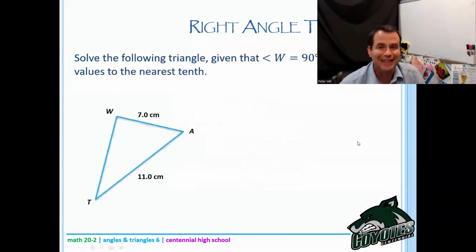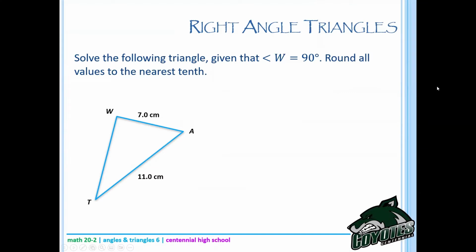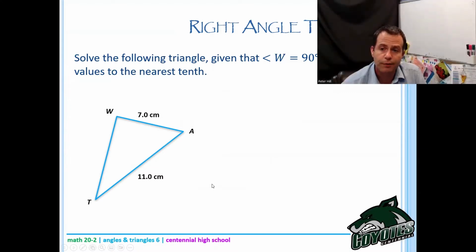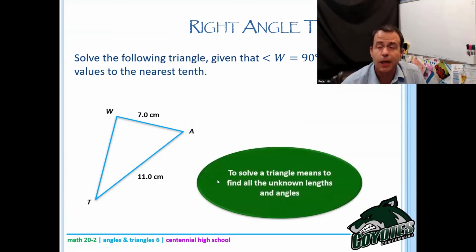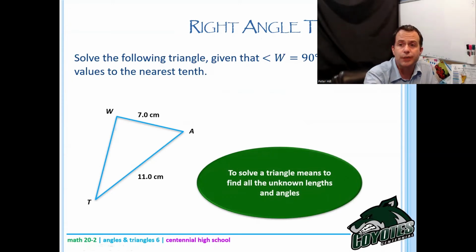So let's try something. Solve the following triangle given that angle W is 90 degrees, round all values to the nearest tenth. Now I'm just going to hide my head for those of you who don't have the book in front of you and want to see that question. When we say solve the triangle, we are saying you want to find everything that's not given to you. So when I look at this triangle here, that means I want to find side A. Sorry, not angle A, side A. And I want to find angle A, but I had written side A.